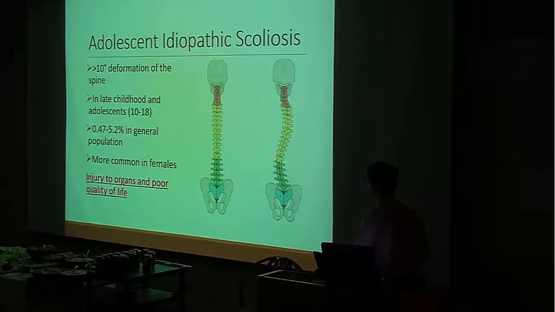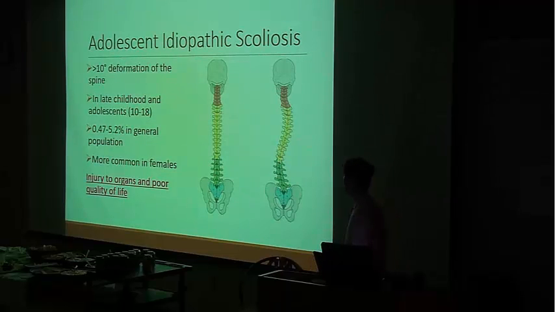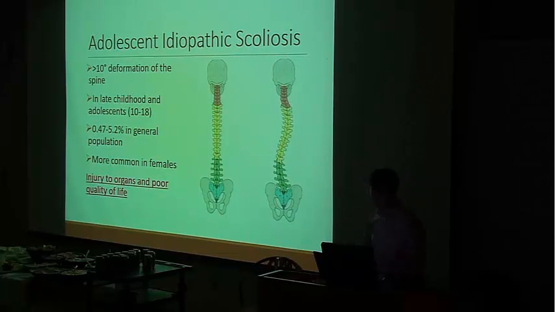Specifically, adolescent idiopathic scoliosis occurs in youth between the ages of 10 and 18 when they are growing. And this happens in up to about 5% of the general population. Progression of this disease can lead to injury to organs such as the heart and the lungs, leading to poor quality of life.